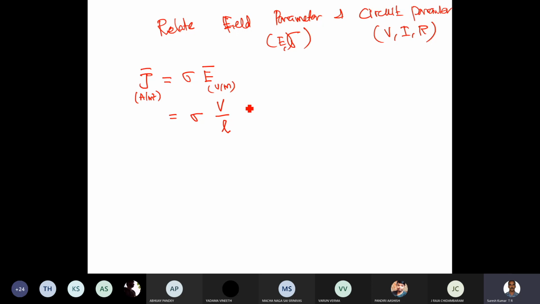Now we will try to relate the field quantity to the circuit theory quantity. Focus on these units. This unit is Siemens. Now it is ampere per square meter, so let me write I over some area. Through some area the current is passing; let me take A. Now if you rearrange this equation, voltage V by I is L over sigma A.